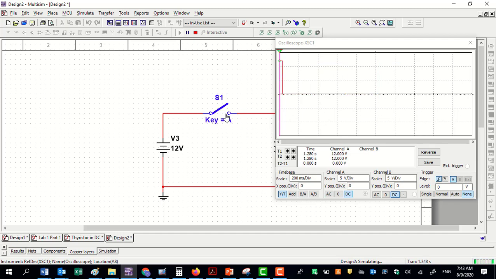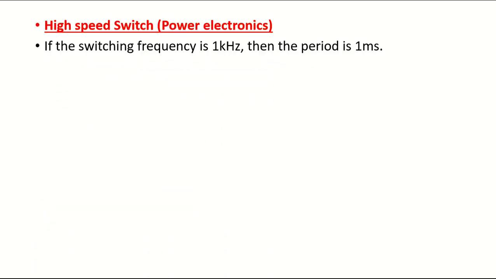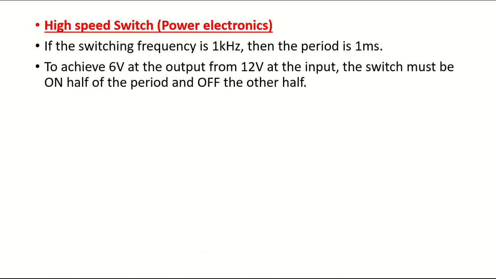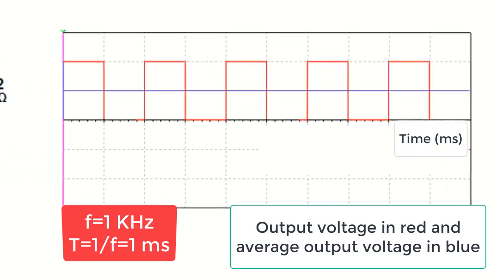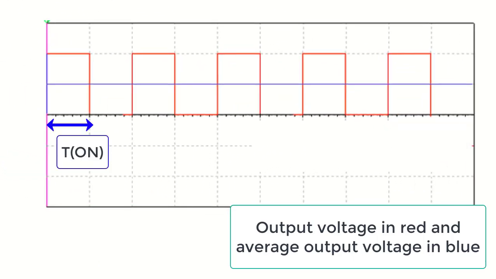If we manage to make the on duration and off duration exactly the same, then the average voltage appearing across the load is going to be 6 volt. A better way to connect a 12 volt DC source to a 6 volt DC load is to use a high-speed switch, that is power electronics. If the switching speed is 1 kilohertz, then the period is 1 millisecond. Since the required output voltage is half the source voltage, the duty cycle should be half, or 50%.